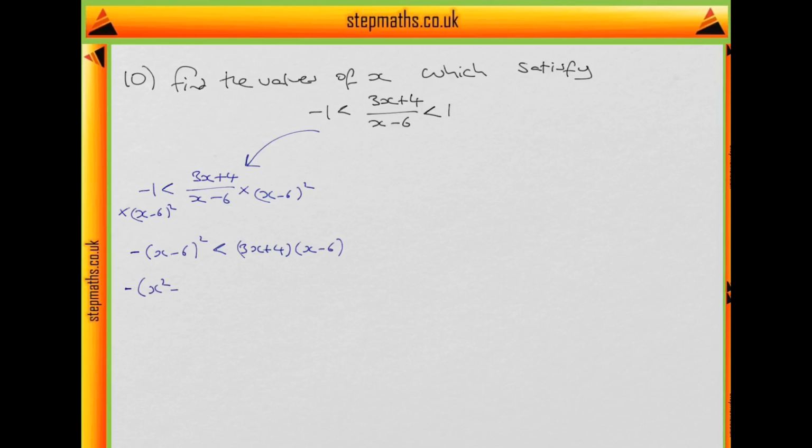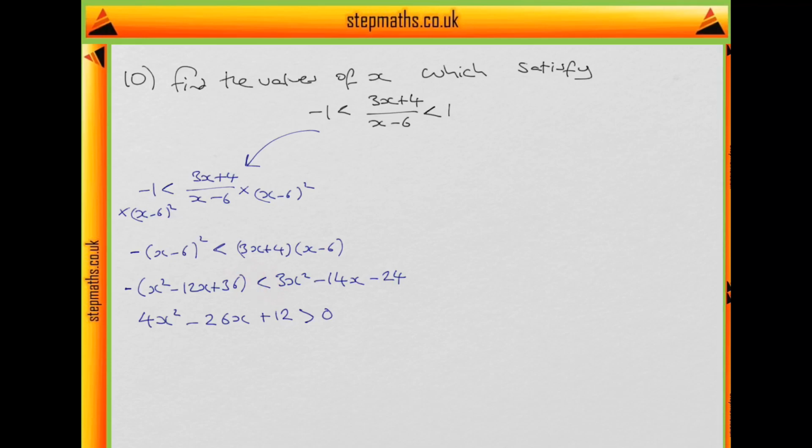Minus x squared plus 12x minus 36, strictly less than, well, 3x squared minus 18x plus 4x gives us minus 14x, minus 6 times 4 gives us minus 24. So let's bring that all over. So we get 3x squared plus x squared, so that's 4x squared, minus 14x minus 12x gives us minus 26x, minus 24 plus 36 gives us plus 12, strictly greater than 0. Noting here we've brought this over, so the sign is greater than 0.